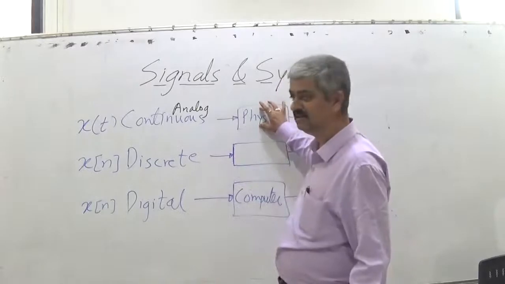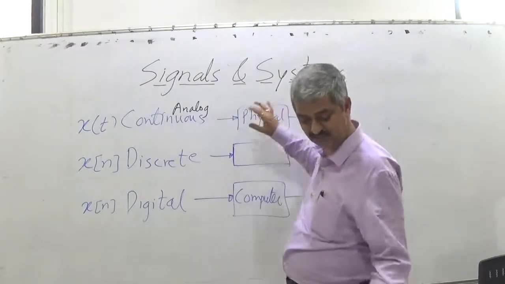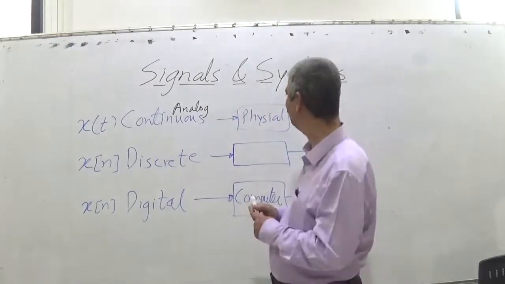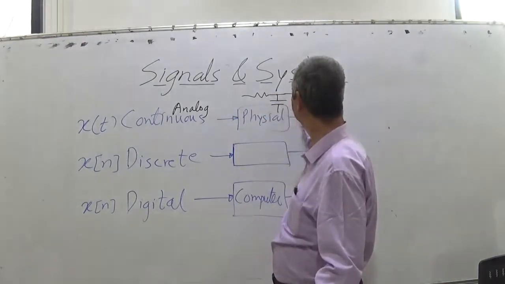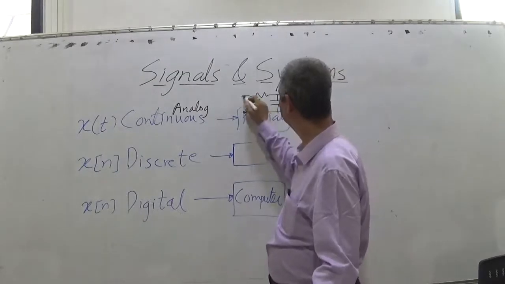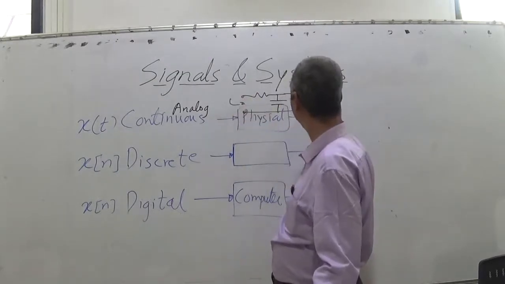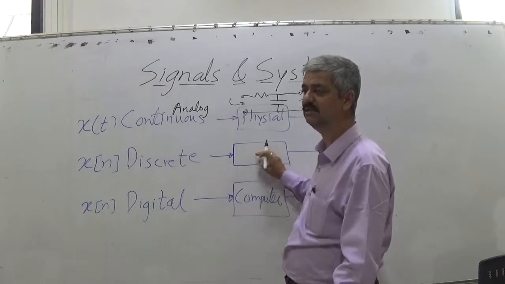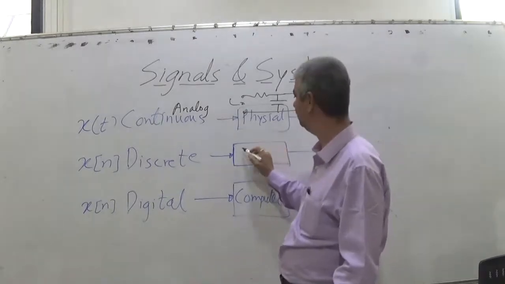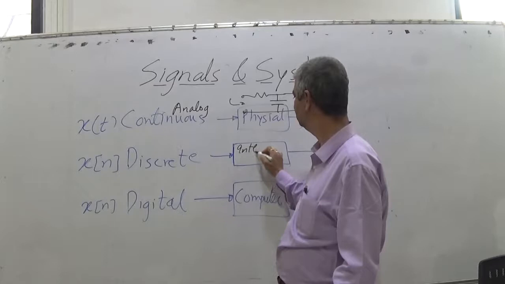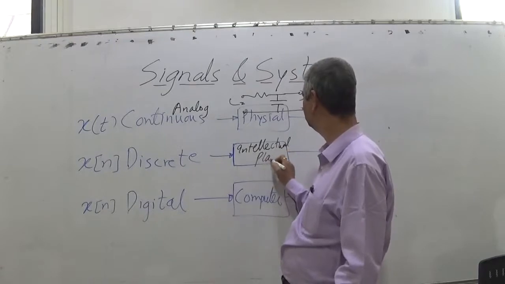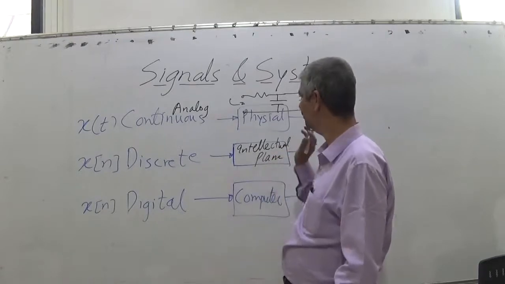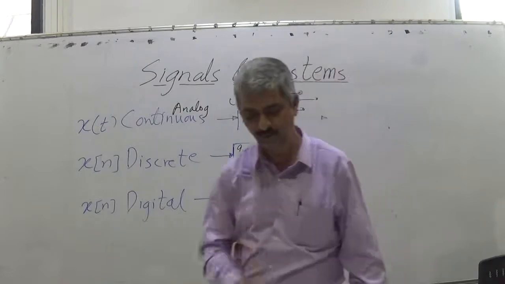Continuous systems are physical systems like a simple RC circuit. So the best system we discuss is this one. Input, output. A discrete system doesn't exist. It exists in your intellectual plane. And this is the computer. I hope it is quite clear now.